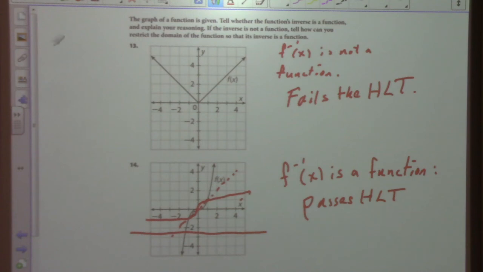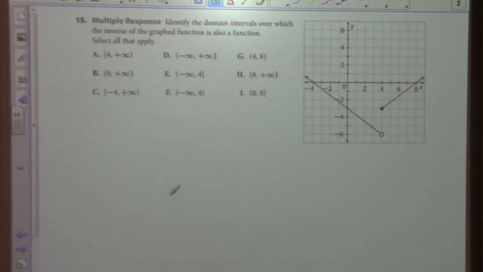All right. Let's go on to number 15. Multiple response. Identify the domain intervals over which the inverse of the graph function is also a function. Select all that apply. So this is really related to number 13 and 14. If we looked at the whole function here, all the way from the left side to the right side, is the inverse of this function a function? Yes, no, maybe? You don't know?